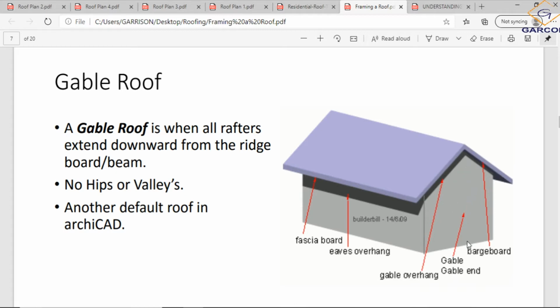The barge board is basically like a fascia board, but not on the edge of the rafters, but beside or in line with the rafters. So this would be a barge board. The barge board forms the gable end, and all gable roofs have the barge board.